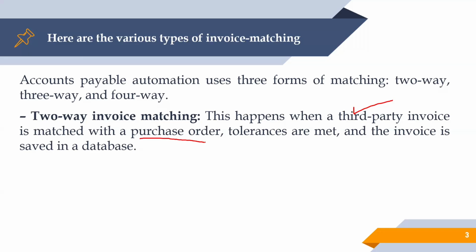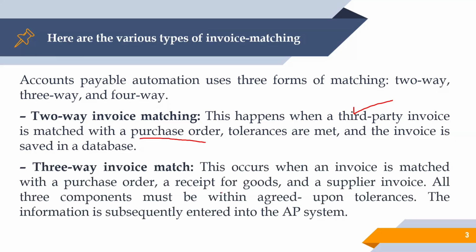Then you have to accept that. Plus, tolerances are met. If there is a certain difference, and it's a minimal difference within whatever tolerance limit we set, then we have to accept it. So that's the way we have to follow two-way invoice matching. The two-way matching principle says you match your purchase order with the invoice. If both are in line, then we have to process that, if we are following only the two-way invoice matching concept.